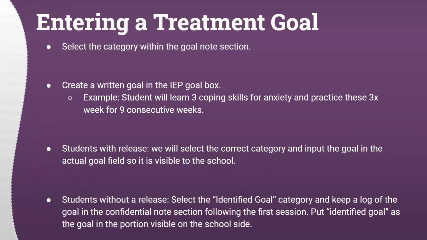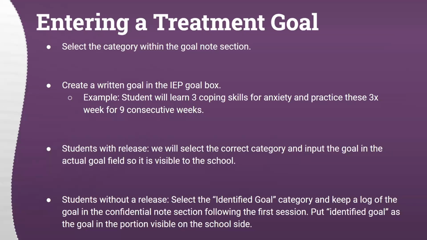For example, if you're working on managing anxiety, you will write the IEP goal as student will learn 3 coping skills for anxiety and practice these 3 times a week for 9 consecutive weeks. Or if the student goal was to manage anger, you may write student will be able to identify 3 signs in their body that they are beginning to feel angry and learn 3 coping skills to use at least 3 times a week for 9 consecutive weeks. The goal will be entered into STAR in the client's goal section.